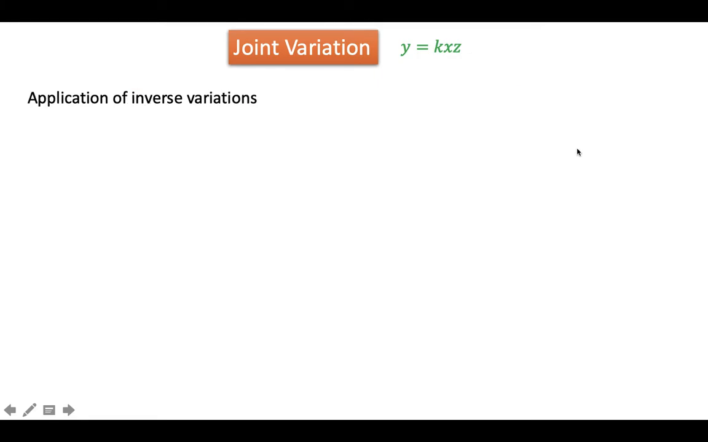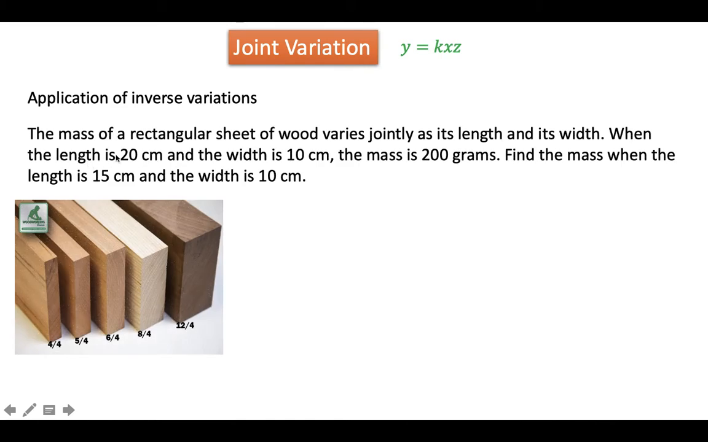Okay, so let's apply those skills that we've learned in a word problem. Given the mass of a rectangular sheet of wood varies jointly as its length and its width. When the length is 20 centimeters and the width is 10 centimeters, the mass is 200 grams. Find the mass when the length is 15 centimeters and the width is 10 centimeters.